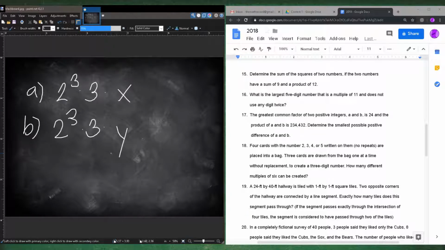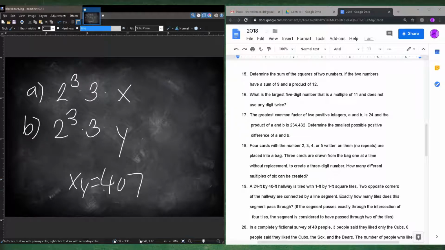So if you're multiplying a and b, you get 2 to the power of 6 times 3 to the power of 2 times x times y, which is equal to this number, 234,432, because that's the product of a and b. Then you divide by 2 to the power of 3, divide by 2 to the power of 3, and then divide by that 3 and divide by that 3. So all you have left is 407, right? So x times y has to equal 407.